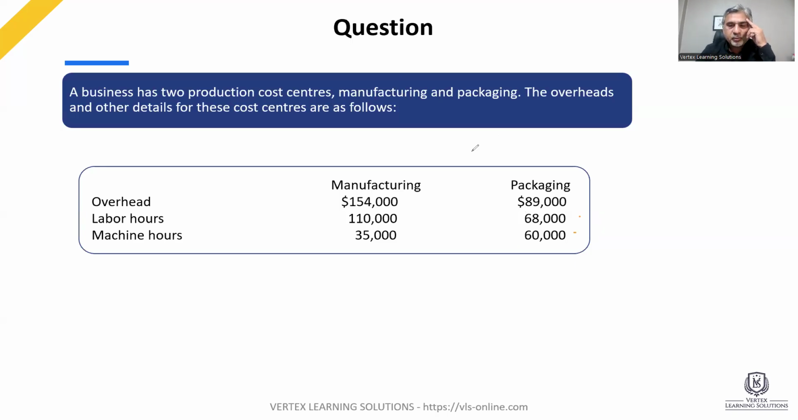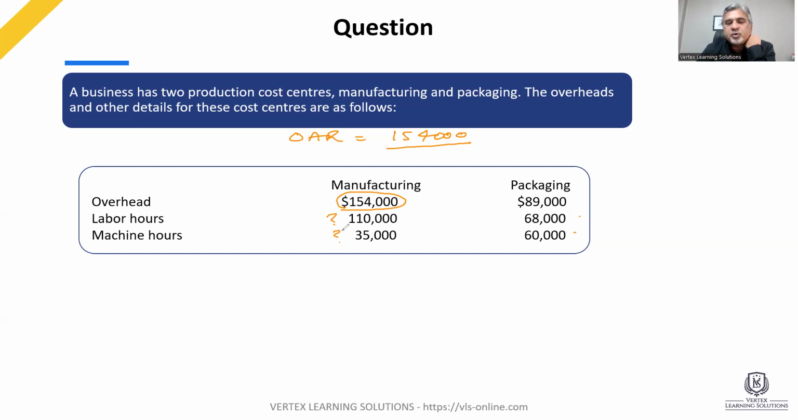Now, remember what you are going to do. The first thing you say is, okay, this is my overhead, 154,000. And with this 154, I have to calculate my OAR, overhead absorption rate. So it means I have to divide 154,000 somehow with my budgeted activity. So what is going to be my activity? Your activity could be labor hour or it could be machine hour. Which one should I divide with? Should I divide 154 with 110,000 or with 35,000?